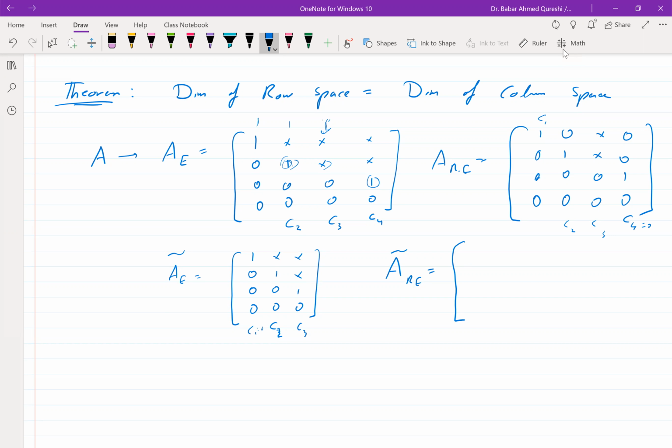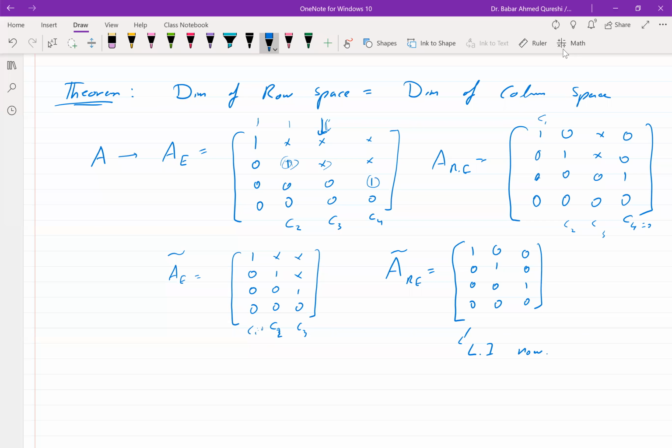But if I delete this column which does not have the leading one, then I'll have this thing. And now because each column has only one 1, and not at the same place as the other columns, I will not be able to cancel anything against each other. So these will be linearly independent now.